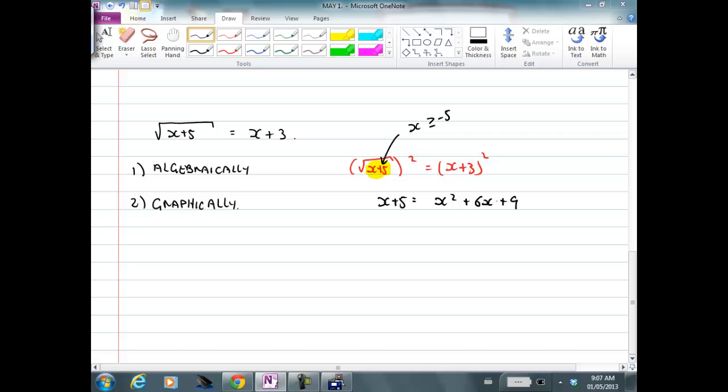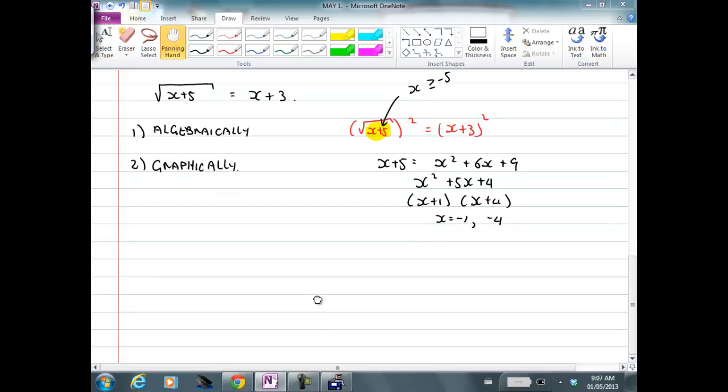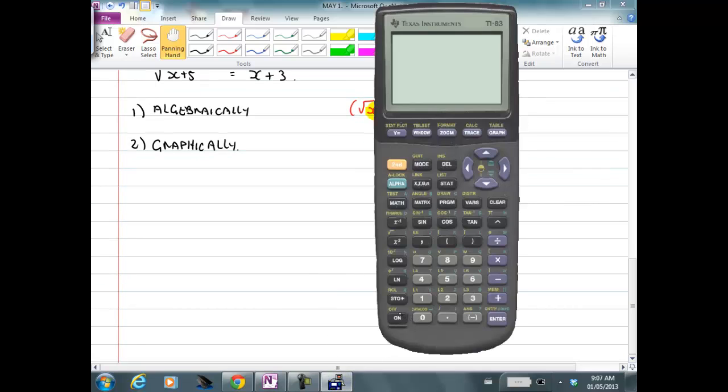Now I bring everything to one side and I equate it to 0 because that's a key. So it'll be x squared plus 5x plus 4, which gives you x plus 1, x plus 4, so x equals -1 and -4. And you check with your domain and say, hey, high five, it works. But I want you to solve it graphically and you realize something. Okay, let's solve it graphically. Because I say we're going to do both and your answer should match up perfectly.